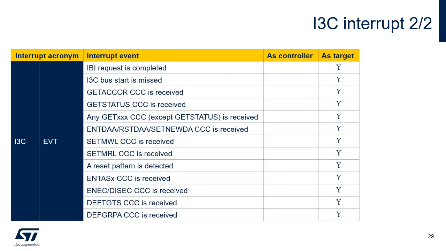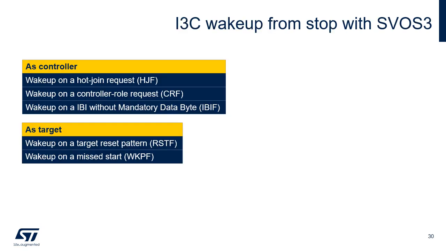Events in this slide are related to the I3C peripheral acting as a target. Most of them correspond to the receipt of a particular CCC. In addition, completion of an IBI, a reset pattern detection, and a misstart are signaled. When entering stop, the vCore domain is supplied. By default, any clock oscillator is disabled, and in any case, neither the system clock nor a peripheral clock is running in the vCore domain.